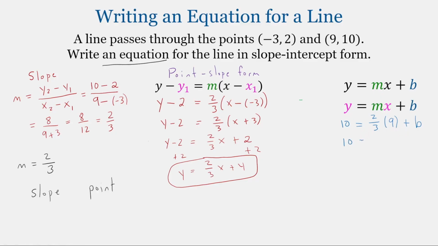We have 10 equal to, so we're going to cancel this 3 and the 9. So we now have 2 times 3, so this is 6 plus b. Subtracting 6 from both sides, we end up with 4 equal to b. This is the same as b equal to 4. So now we know our y-intercept, and we know our slope, so we can now write this equation in slope-intercept form: y equal to 2/3 x plus 4.